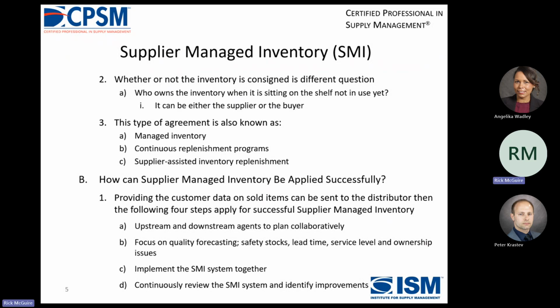And then how can it be applied successfully? Providing the customer data on sold items can be sent to the distributor. Then upstream and downstream agents plan collaboratively. Everybody's got to be looking at the same data. Focus on quality forecasting, safety stocks, lead times, that type of thing, and implement the system together and continuously review the system. So a lot of times what happens in the system is there's a lot of shrinkage because we're not really paying attention and stuff gets put places it shouldn't.